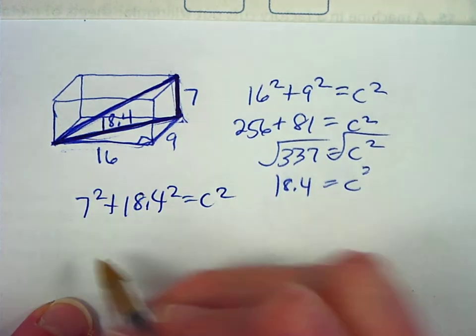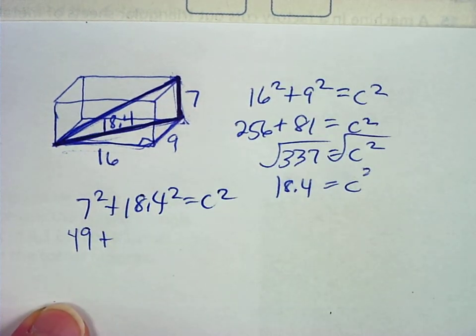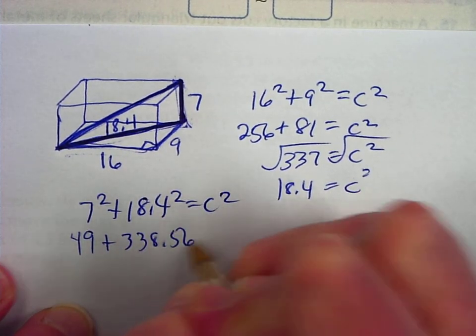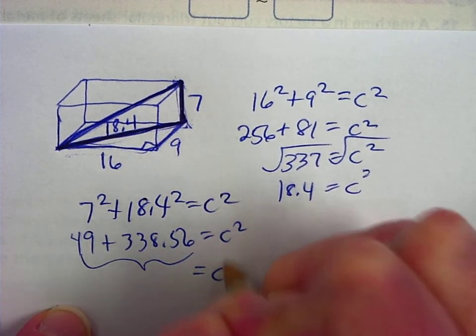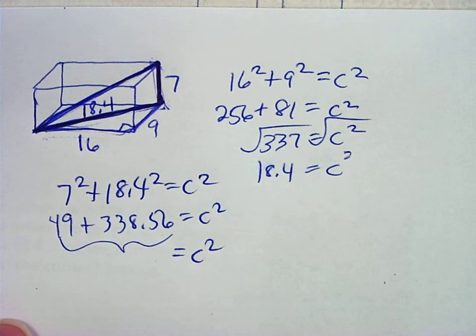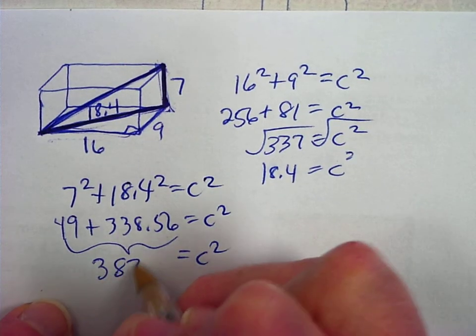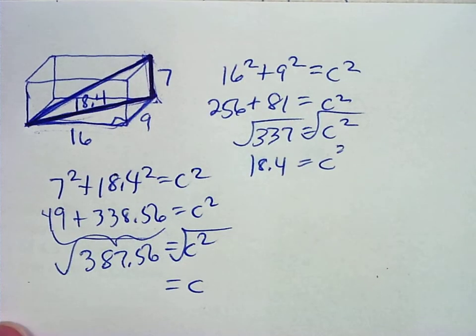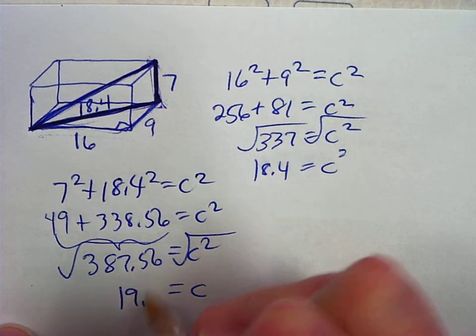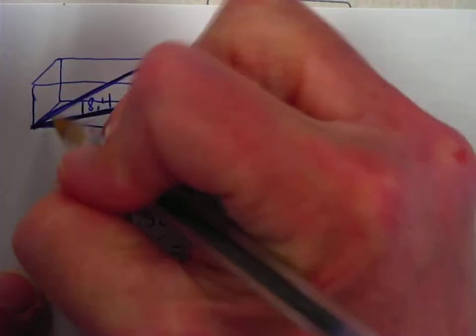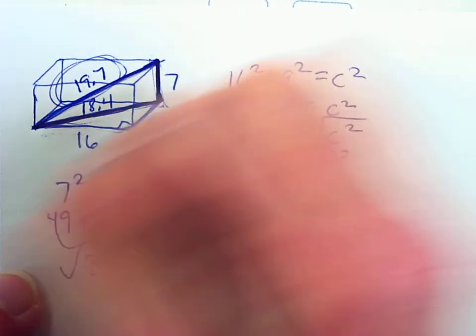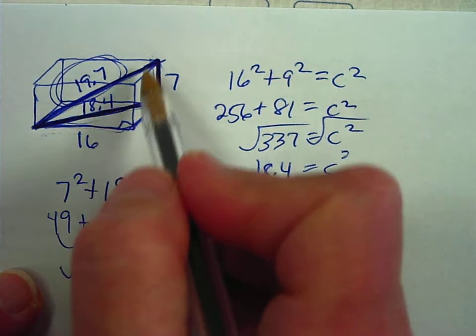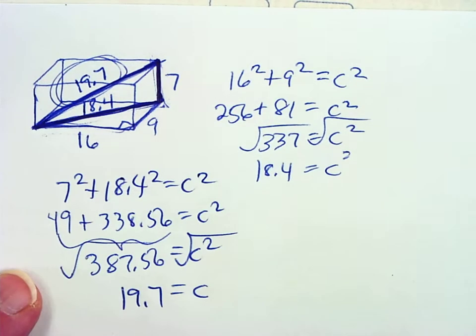Okay, so 7 times 7 is 49. 18.4 times 18.4 is 338.56. And now I'm going to add these two together. So that equals 387.56. And then I'm going to square root both sides. So again, round correctly to the 10th place, 19.7. Okay, so that means 19.7 would be my final longest side right there. That is the longest side inside, from the very top to the very bottom corner through the center of that box.